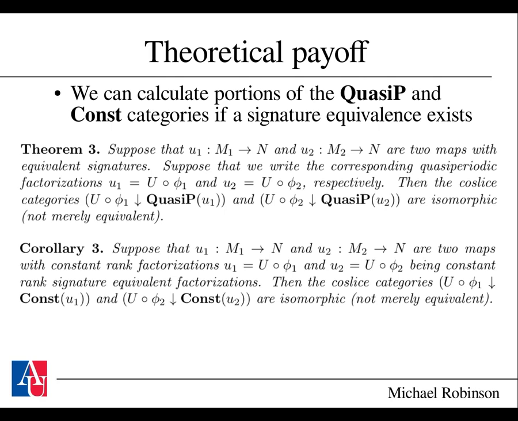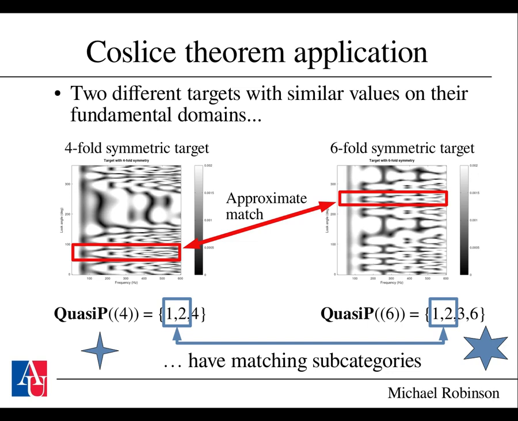So the presence of an equivalence, which is to say they are in fact the same target, means their categories line up in some particular way, and indeed there's an isomorphism between subcategories. The right way to state this involves co-slice categories, which is the reason for all the technicality. Let me show how this works in practice.